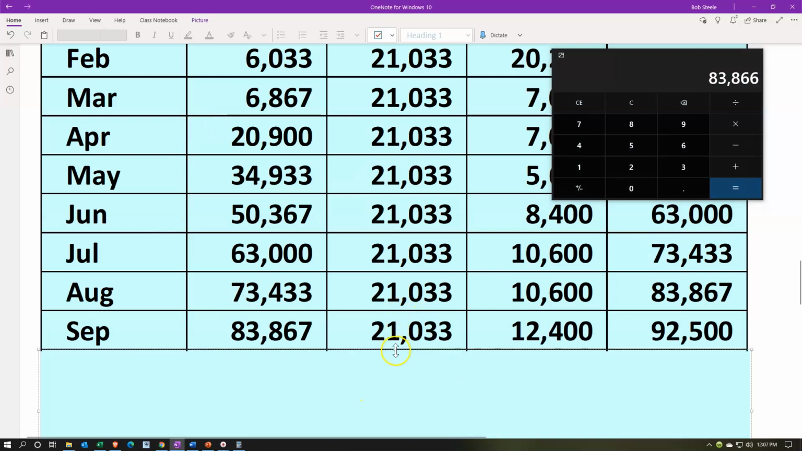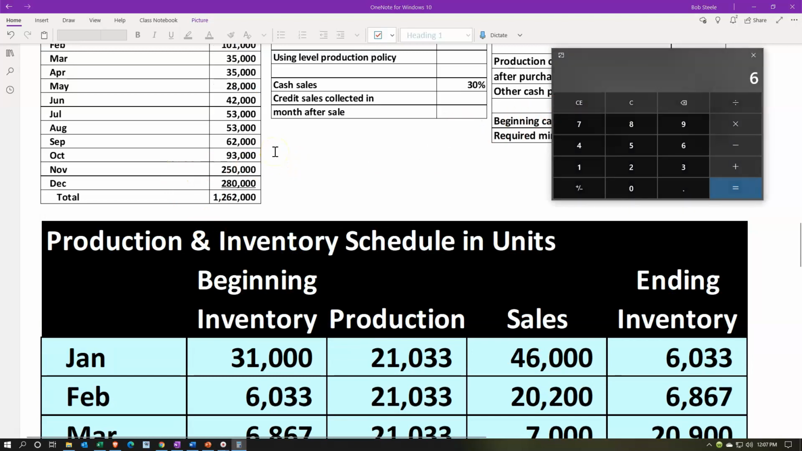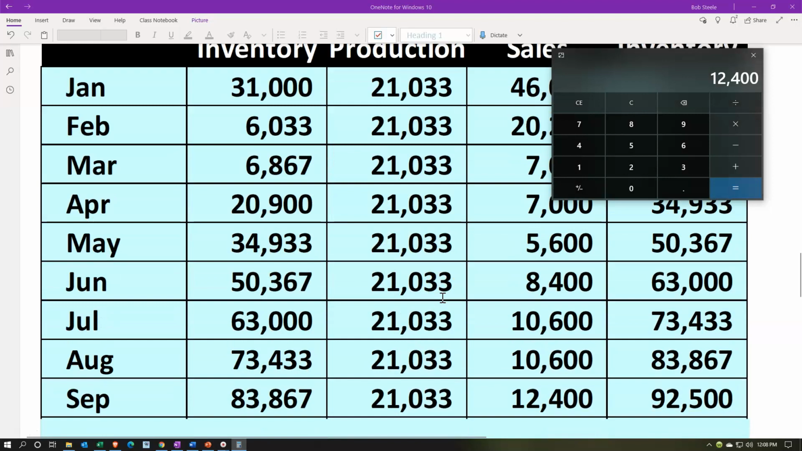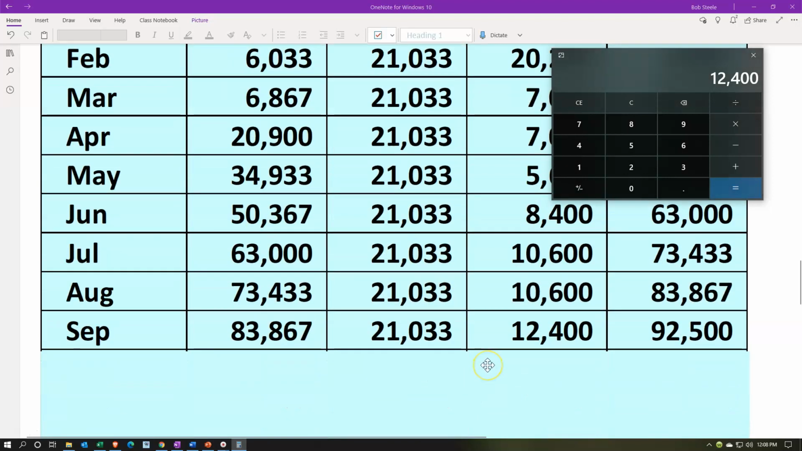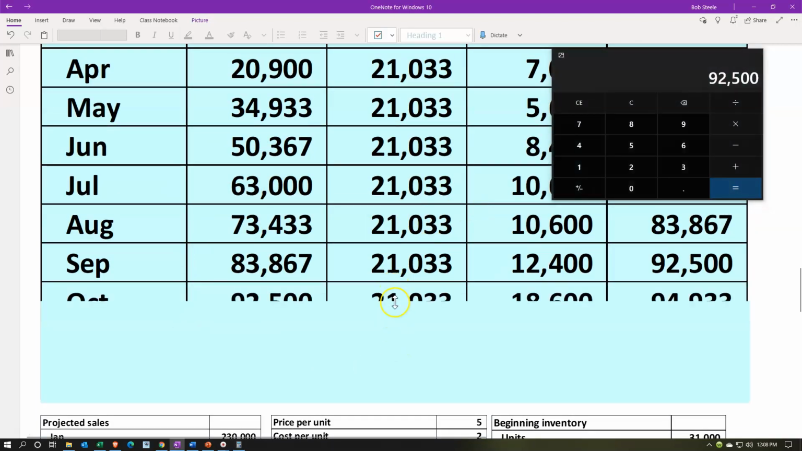And then we have September. That's our starting point, producing the same amount. In September, we're going to sell, we're starting to pick up a little bit, 62,000 divided by 5. People are gearing up for, I would assume, the holiday season here, Christmas possibly. So now we've got then the 12,400. If we add this up, we're going to say the 83,867 plus the 21,033 minus the 12,400. It's going to give us the 92,500. That's going to be our beginning balance for the following month.